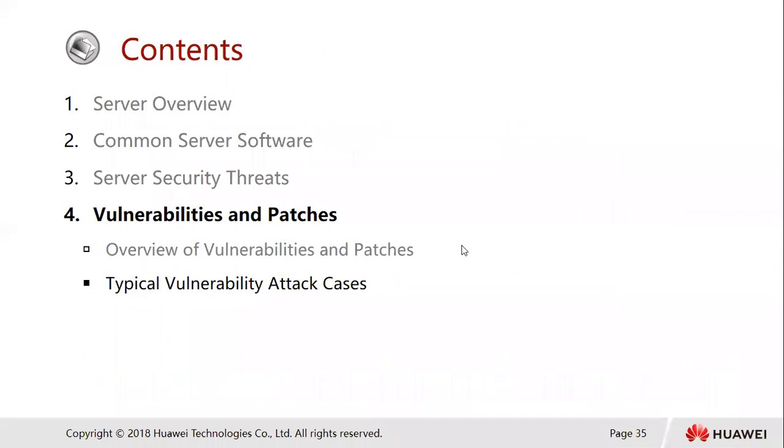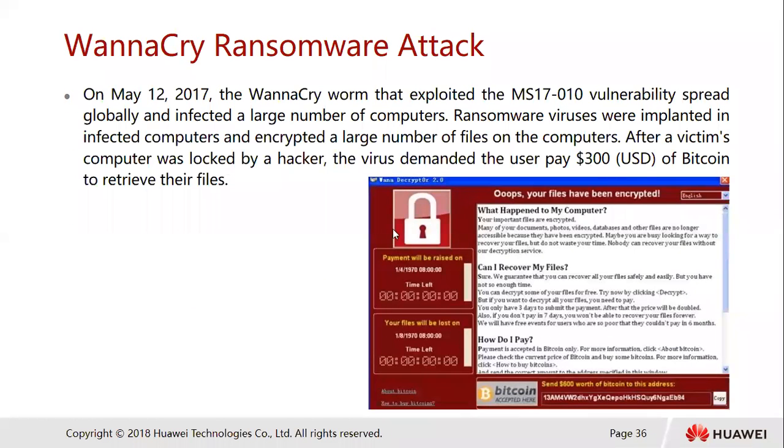Typical vulnerability attack cases. Of course, we talked about this, the WannaCry ransomware attack. It happened in 2017, and you can see this is the vulnerability that was exploited by the hackers. Once there is a vulnerability, the hackers create a tool which is called an exploit to exploit the vulnerability. So this is the vulnerability which Windows had, okay?